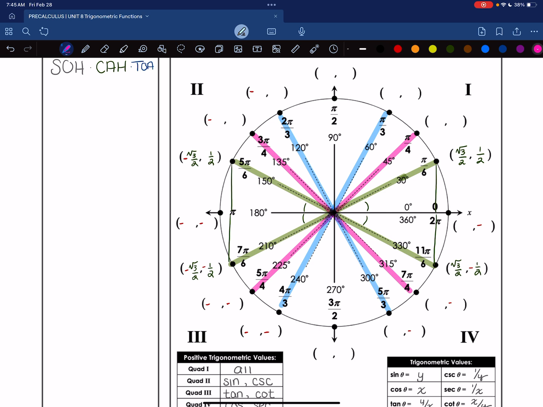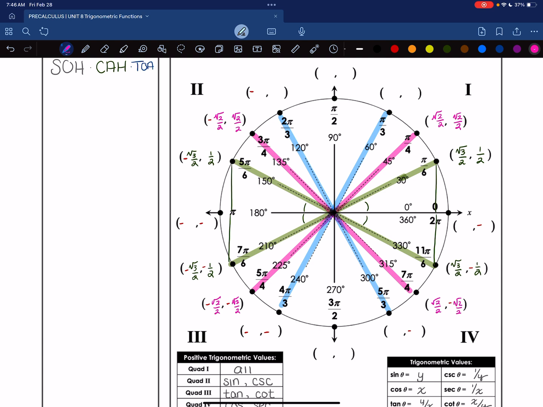So take a look at 45, which is the same thing as pi over 4. Remember that for 45, sine and cosine are square root of 2 over 2, which means for all of those angles that are highlighted with pink, the x, which is cosine, and the y, which is sine, are all square root 2 over 2. But in quadrant 2, the x value, the cosine, is negative.